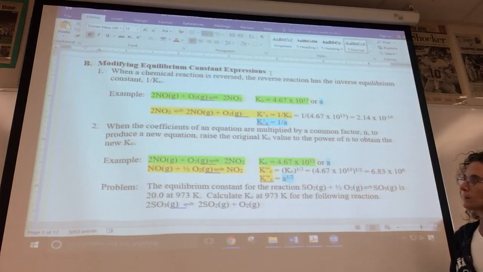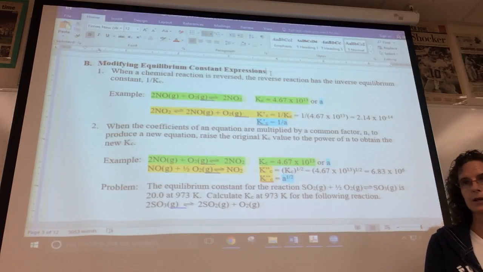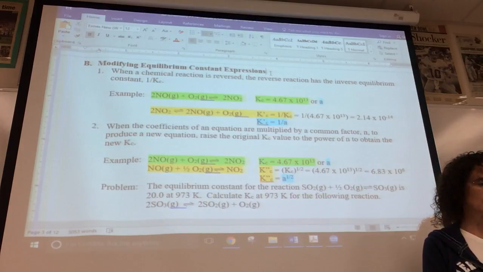All right. Last time we reviewed how to write equilibrium constant expressions, where you have KEQ is equal to products over reactants. Now if you're talking about concentrations, it's KC. When we get to pressures, it's going to be KP. So you'll see that today.